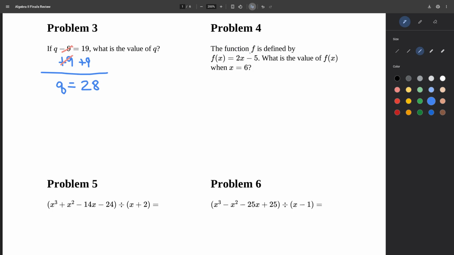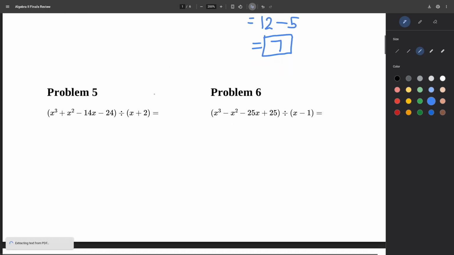All right, next one, the function f is defined by f of x equals 2x minus 5. What is the value of f of x when x equals 6? So we're finding f of 6. So f of 6 is going to equal 2 times 6. Everywhere there's an x, we'll put a 6, minus 5. 2 times 6 is 12. And 12 minus 5 is 7. So my solution here is 7.